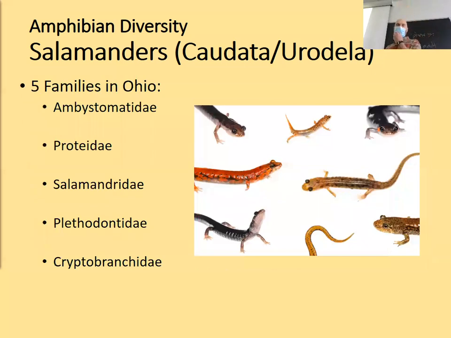There are 5 families of salamander in Ohio, and I'm going to walk through each of them in a little bit of detail, but not too much. Those 5 families are Ambystomatidae, Proteidae, Salamandridae, Plethodontidae, and Cryptobranchidae. I think it's a hard K, Cryptobranchidae. Go with that. You can list them now, but we'll go through each of them and give some examples on upcoming slides.